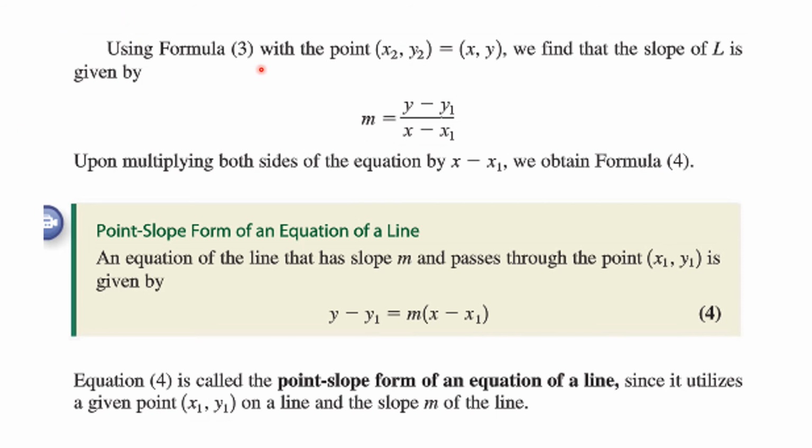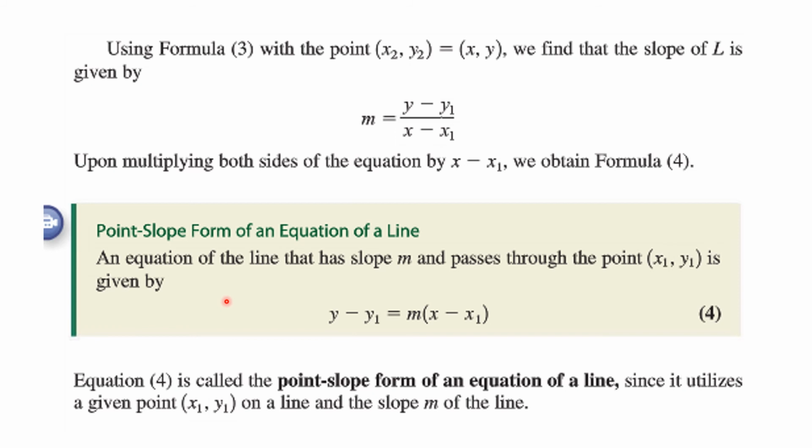So we can use formula 3, which was our slope, m equals y2 minus y1 over x2 minus x1. But if we take (x, y) to be a general point on that line, and we know that the slope of the line determines the line we're talking about going through a specific point and a slope. So this is called the point-slope form of the equation of a line.